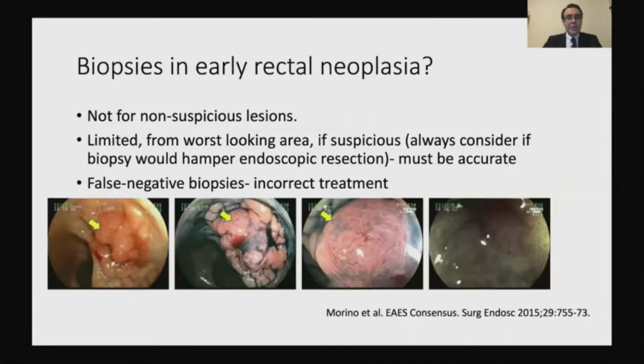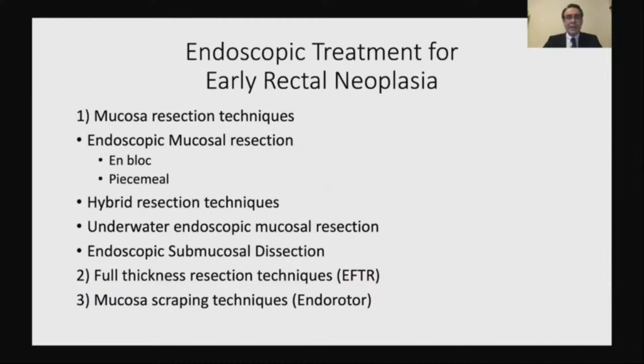If we take biopsy, we should take them from the worst looking area, like this one pointed out by the arrow, which was zoomed and clearly showed a malignant invasive pattern.